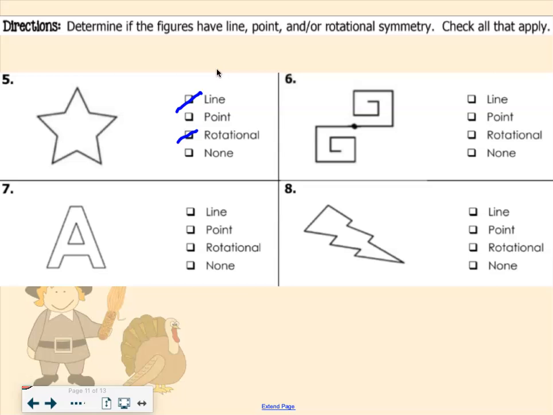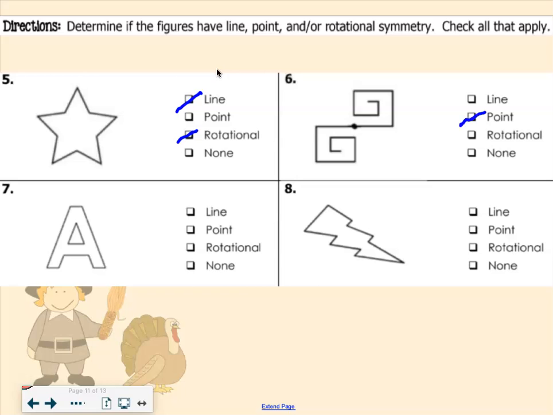What about 6? Line? No. Not line. Why not? Logan, can you draw a line, fold it anywhere through here and get the same picture? No. So if you folded it, it wouldn't go on each other.